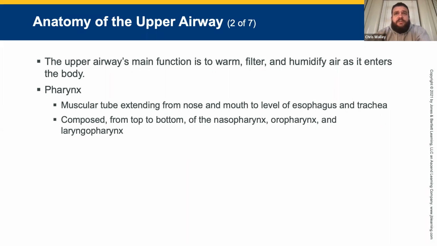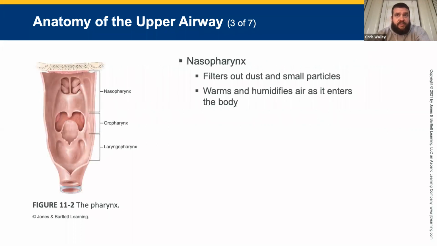So here we have the muscular tube that extends from the nose and mouth to the level of the esophagus and trachea. It's composed, from the top to the bottom, of the nasopharynx, oropharynx, and the laryngopharynx. Here's a breakdown of it. This is coming down from the nasopharynx, going into the oropharynx, and then the laryngopharynx down here, where we break off into your right and left main stem. This is right in here, where your Adam's apple is, men. There's your spot that you can push on.